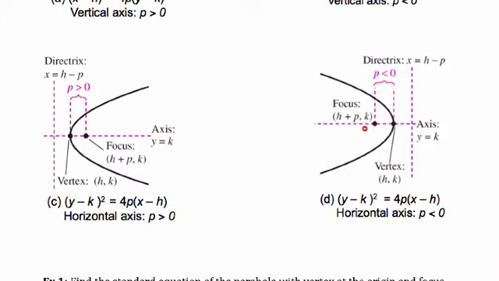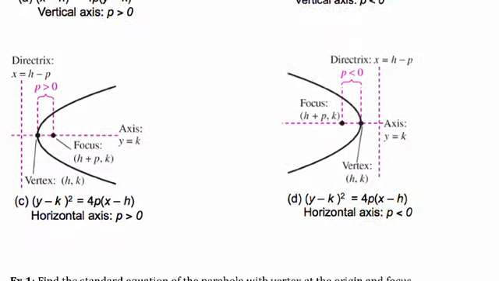Similarly, if the focus is to the left of the vertex, that means we're dealing with a negative p value, less than 0. So we're still going to use the same format. We're adding p to the h value, or to the x value, which happens to be h, but again, it's like adding a negative number. Same thing for the directrix. We're subtracting the p value from the x value, but we're subtracting a negative.